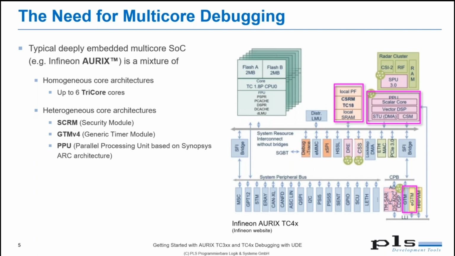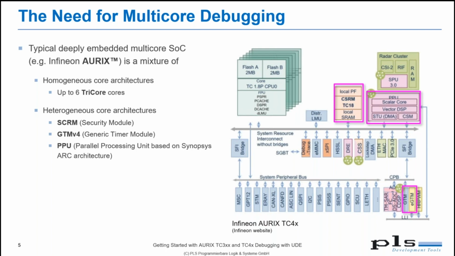In the TC4, it looks quite the same, except for the HSM. This is replaced by the SCRM, the security module here, which is right now based on TriCore architecture as well. We have a new version of the GTM in the TC4, and there is also a new unit in the AURIX TC4, which is the PPU, the parallel processing unit.